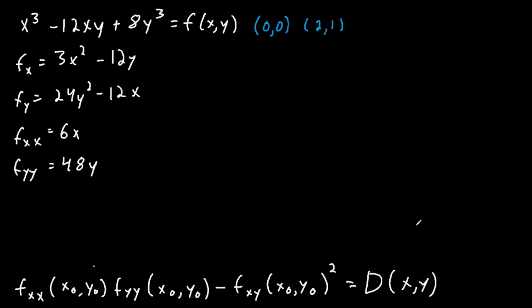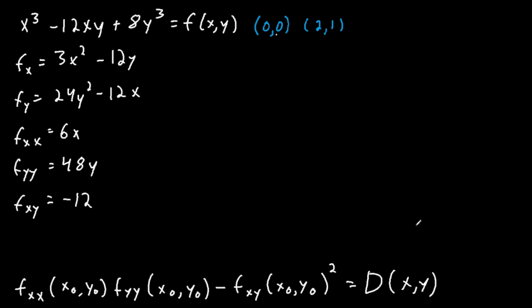Okay. Now we need to find the xy partial for our second derivative test here. So the xy partial would be the x partial derived with respect to y. And with respect to y, it is negative 12. So now that we have all our partials here, which is the important part, we need to plug in the values of our points. So let's go ahead and do that.